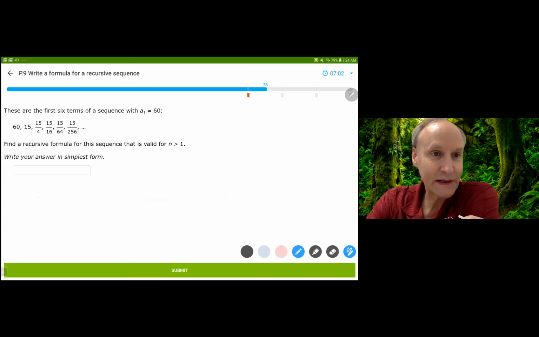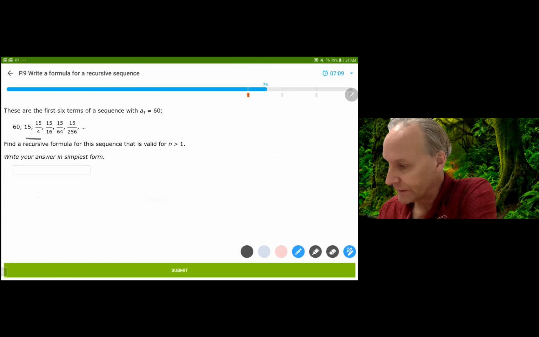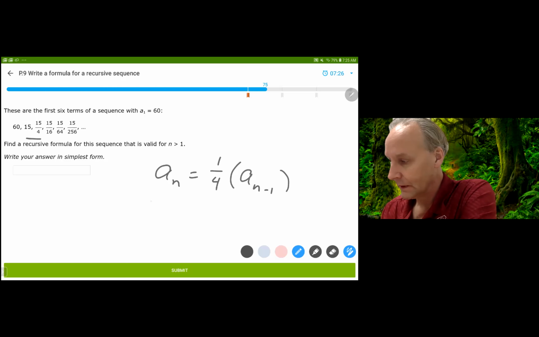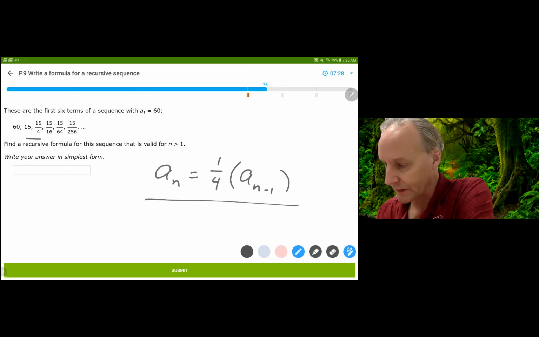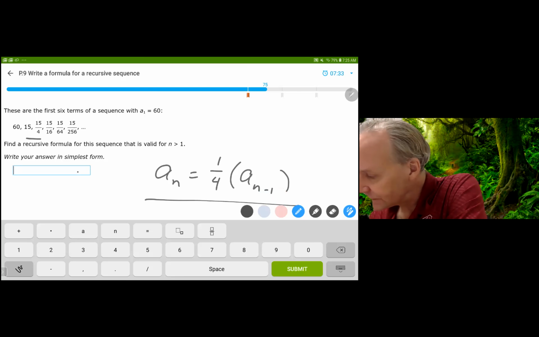All right, looks like we're multiplying by 1/4 this time. And again, this pair kind of gives it away. So we're multiplying by 1/4, and we have to write the recursive formula for real this time. So we want a to the n is 1/4 times a to the previous term, which is n minus 1. And there it is. So let's put it in. Let's see what they give us.